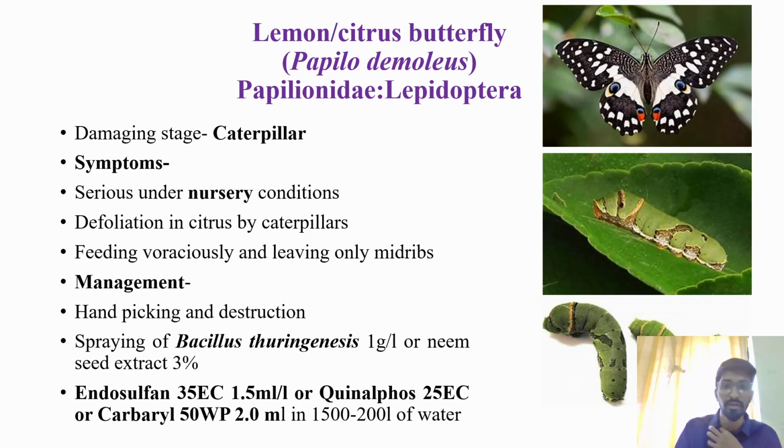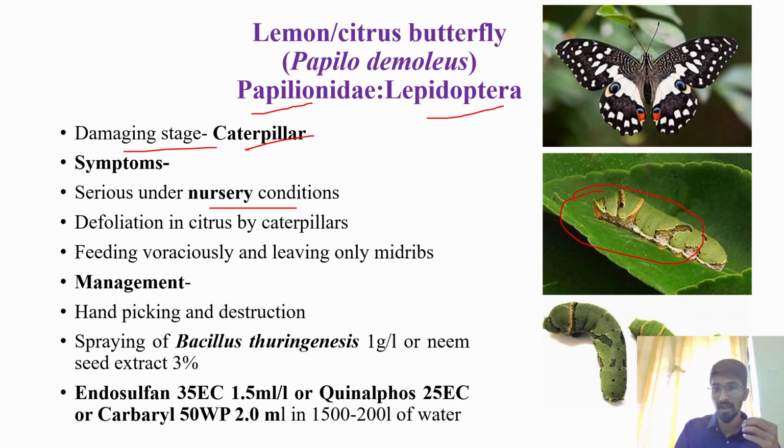And coming to the citrus or lemon butterfly, it is Papilio demoleus, belonging to family Papilionidae and order Lepidoptera. Here, the damaging stage is the caterpillar. These are serious under nursery conditions, where you can see these pests in nurseries or in plantations, causing defoliation in citrus by these caterpillars.